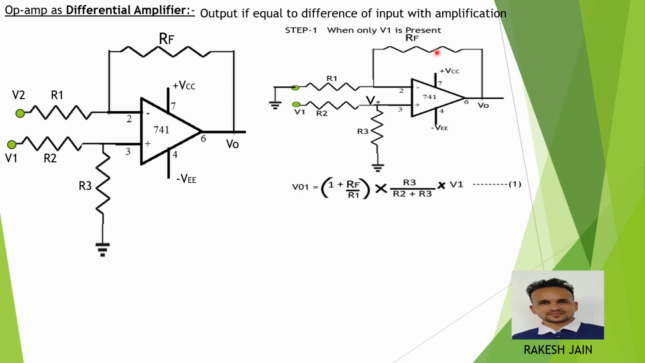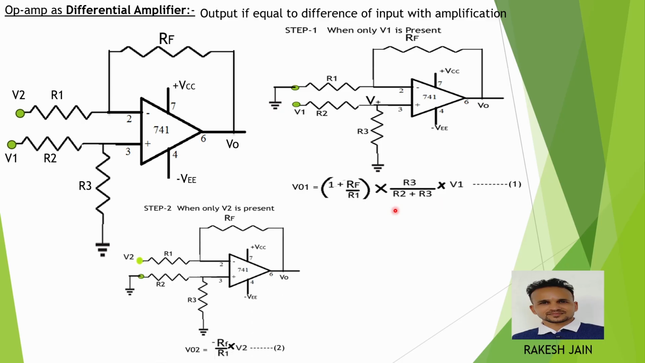Now when only V1 is present, we saw in the subtractor that output is equal to equation number 1, which is here, and when only V2 is present, it becomes minus RF by R1 multiplied by V2. What I am going to do here in equation 1, put R1 equal to R2 and R3 equal to RF. If in the circuit of a subtractor I put R1 equal to R2 and RF equal to R3, then it becomes a differential amplifier. How is it possible? See both of these two equations. So in the first equation, if I put R1 equal to R2 and R3 equal to RF, it becomes 1 plus RF divided by R1 multiplied by V1.